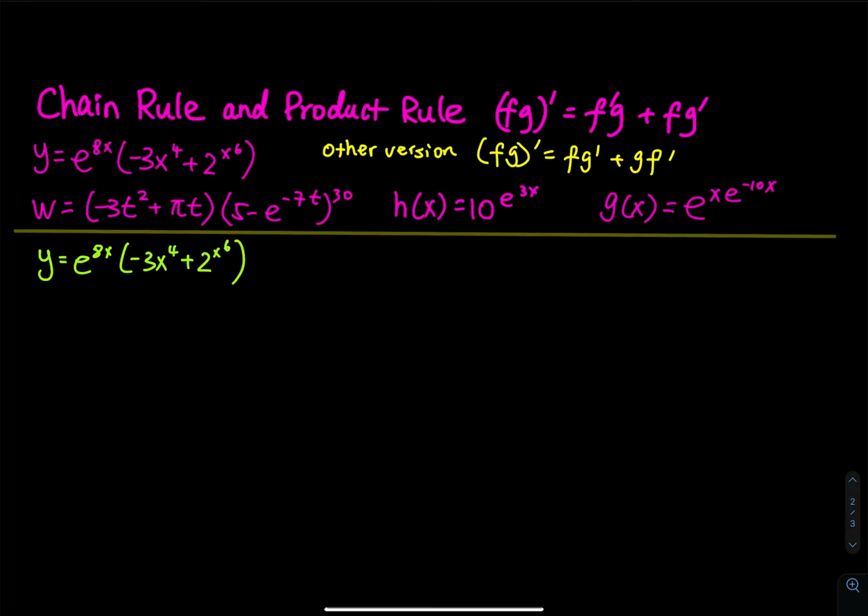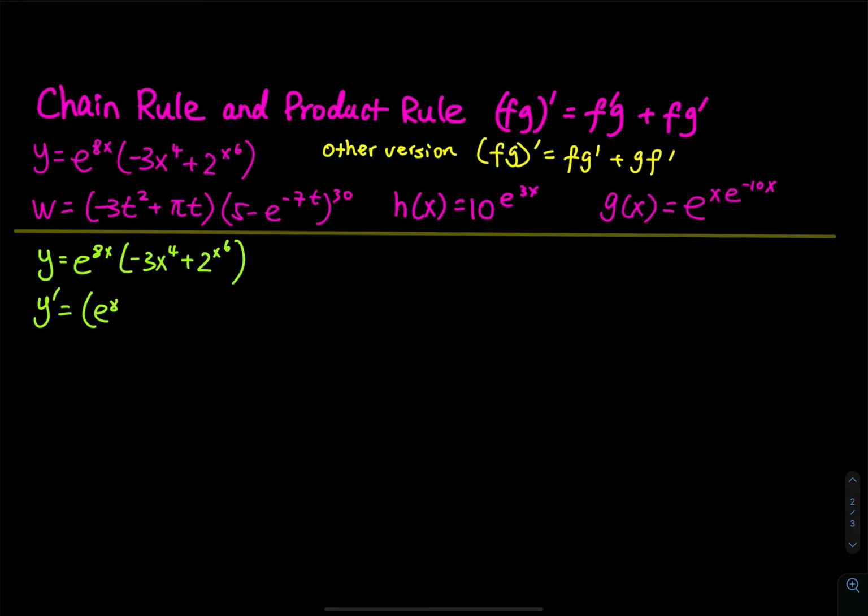All right, so let's start with the first problem. The first problem is we have y equals e raised to a to the x times negative 3x to the 4 plus 2 raised to x to the 6th power. This is definitely a product rule followed by a chain rule. So first of all, we have that, and then we have y prime. So the product rule is f prime g, right?